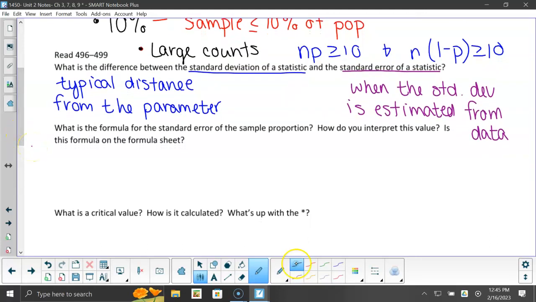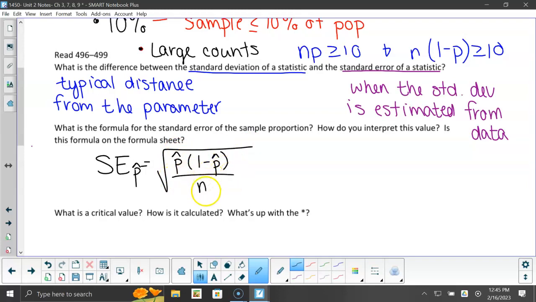All right, formula for standard error. Standard error for p hat, this is on your blue sheet, is the square root of p hat times 1 minus p hat over n.